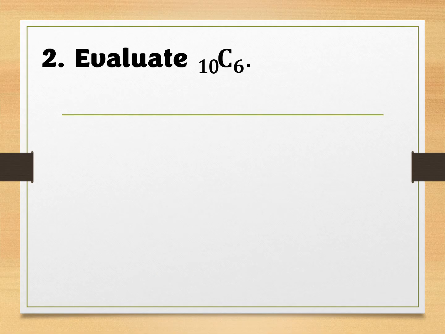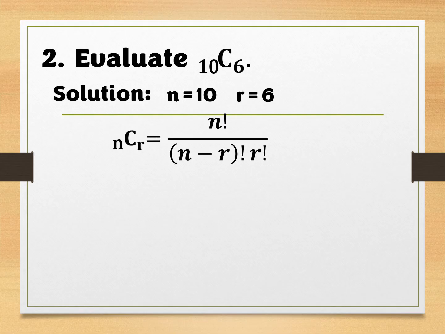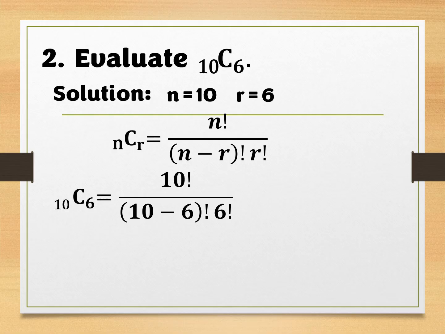Next, example number 2, we're going to evaluate the combination of 10 objects taken 6 at a time. The value of n is 10 and the value of r is 6. So we're going to substitute the value of n and r in the formula. So we have the combination of 10 objects taken 6 at a time is equal to 10 factorial all over the quantity of 10 minus 6 factorial times 6 factorial. And then simplify the denominator. So 10 minus 6 is equal to 4. So we're going to have now 10 factorial all over 4 factorial times 6 factorial.